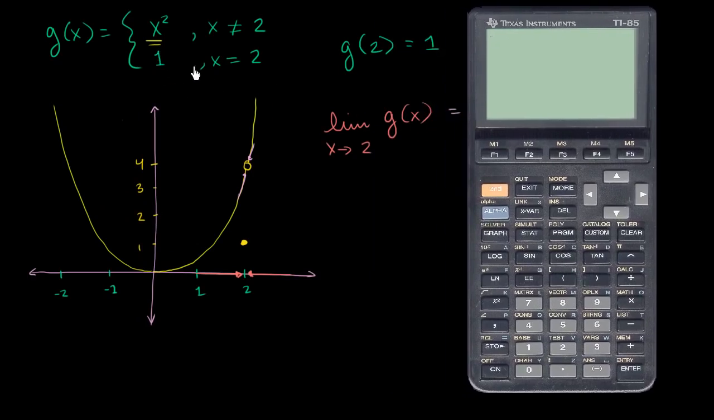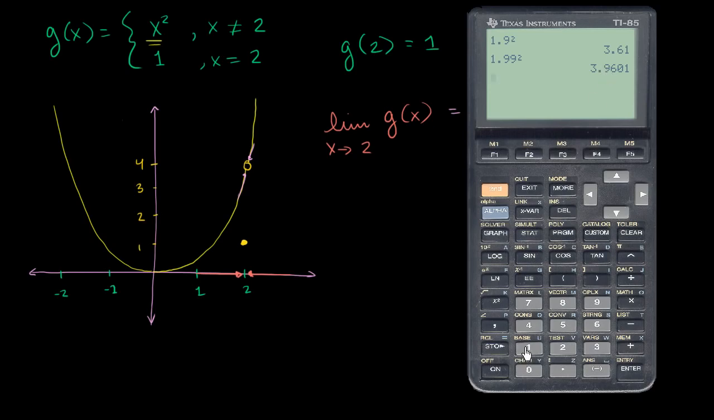So let's try 1.9. For x equal to 1.9, you would use this top clause right over here. So you'd have 1.9 squared, and you'd get 3.61. Well, what if you get even closer to 2? So 1.99, and once again, let me square that. Now I'm at 3.96.